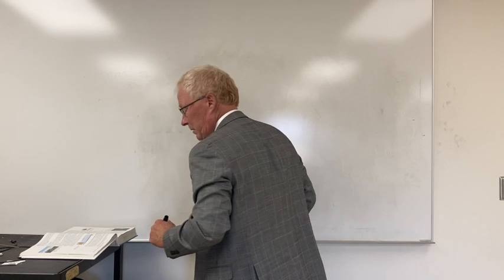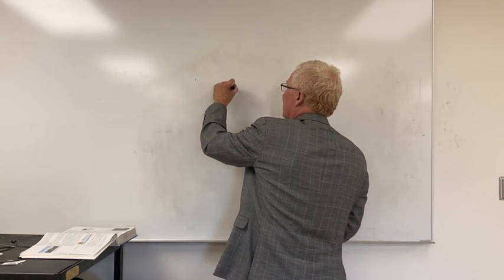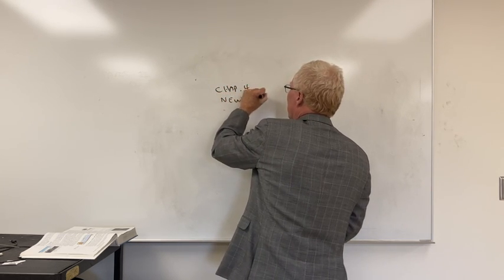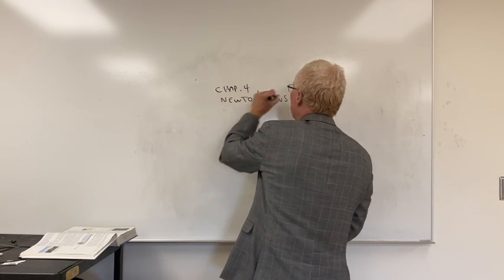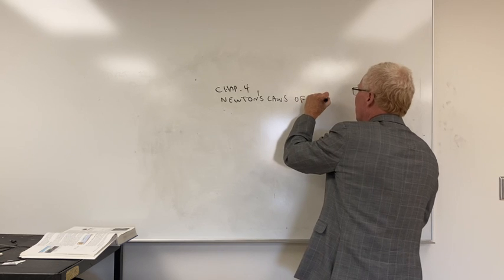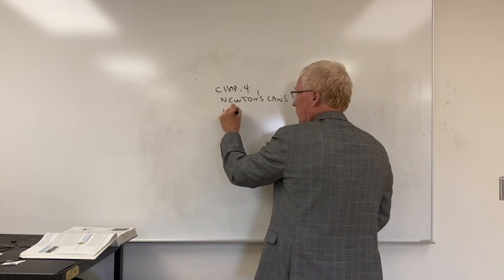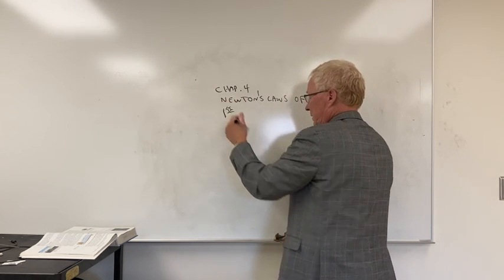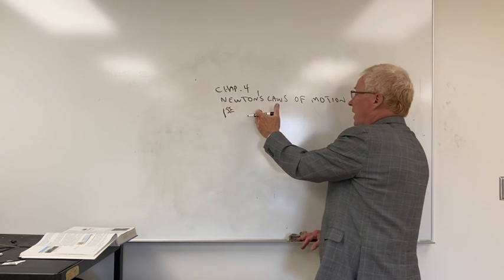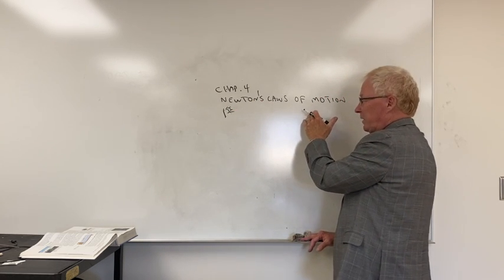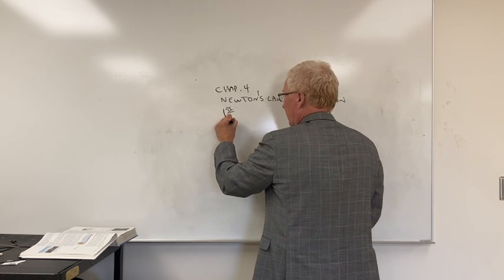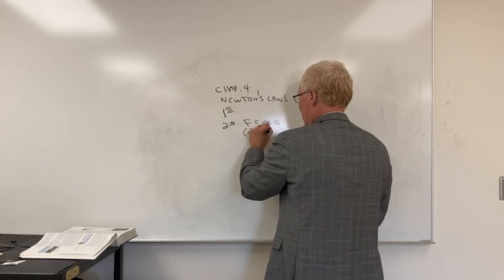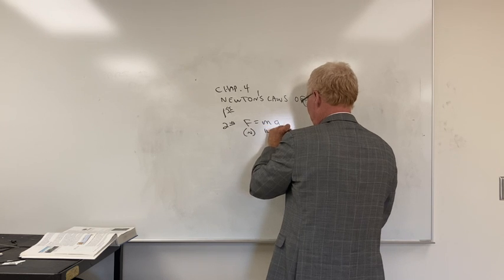Chapter 4 is Newton's laws of motion. First law, moment of inertia: an object moves at a constant velocity unless a force acts on it. Second law, F equals ma. Force is in newtons, mass is in kilograms, and acceleration is in meters per second squared.